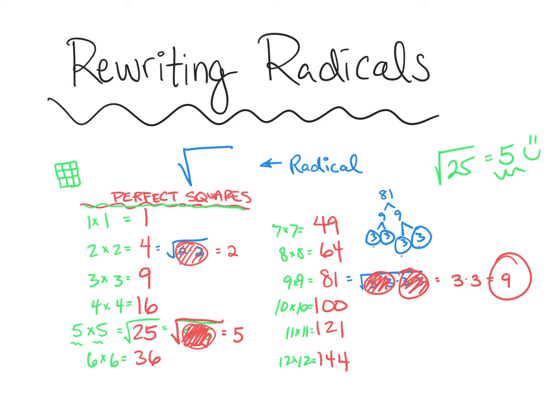So that's the trick, guys. We are going to break these numbers down using a factor tree. And then we're going to find the doubles and pull them out of the square root. They don't want to be in there. So let's do a couple examples.